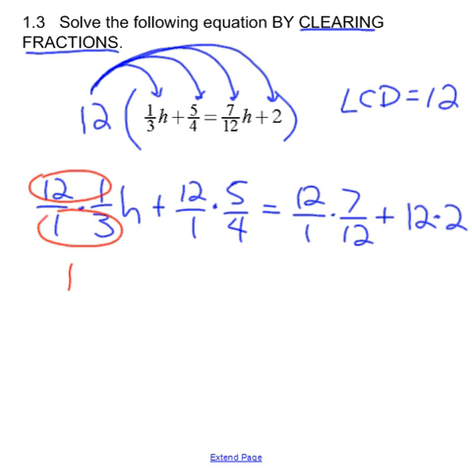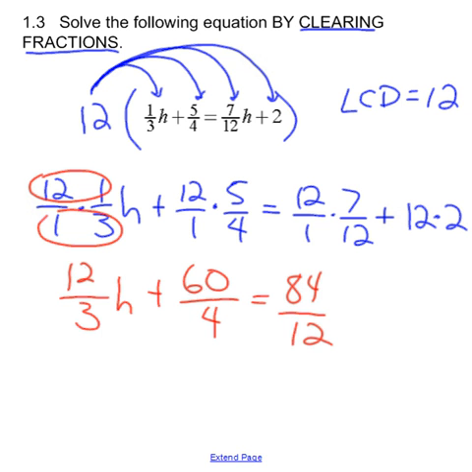So 12 times 1 is 12, 1 times 3 is 3, so I have 12 over 3h plus 12 times 5 is 60, 1 times 4 is 4, 12 times 7 is 84, 1 times 12 is 12. Oops, I forgot an h up there. Don't do what I did, be careful. Make sure you don't forget something like that, because that'll mess everything up. Okay, and then 12 times 2 is 24.